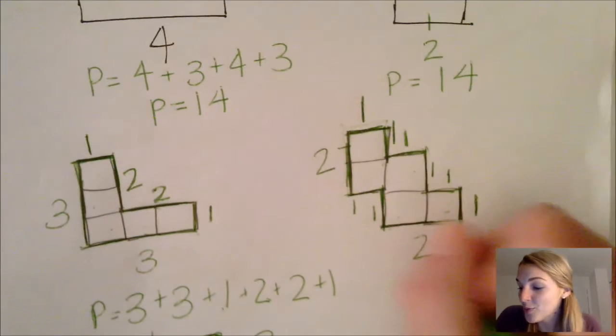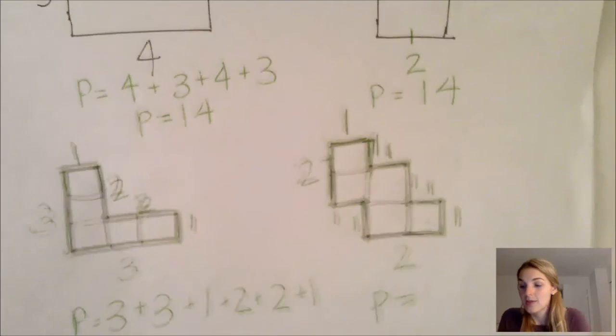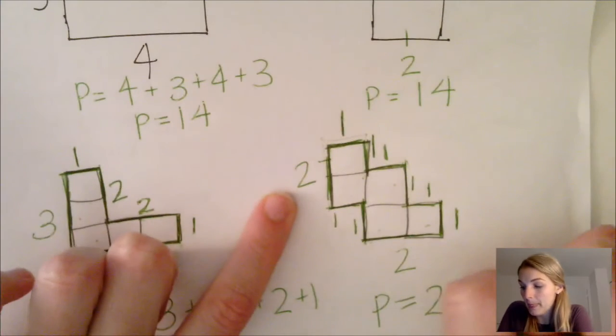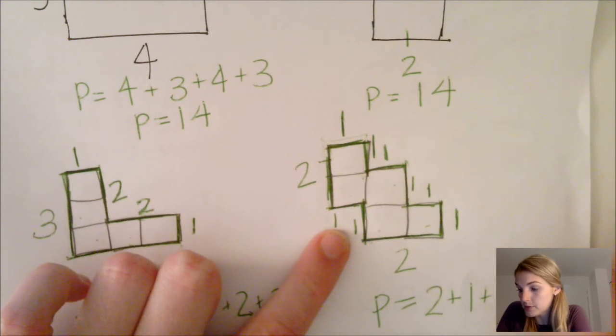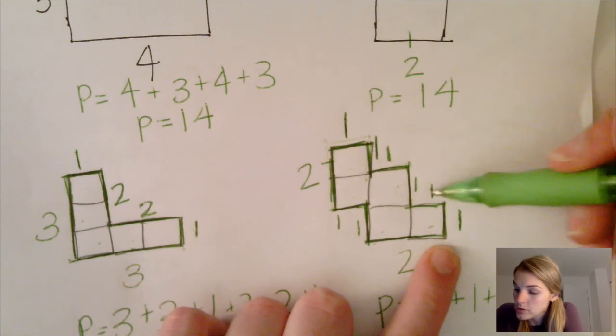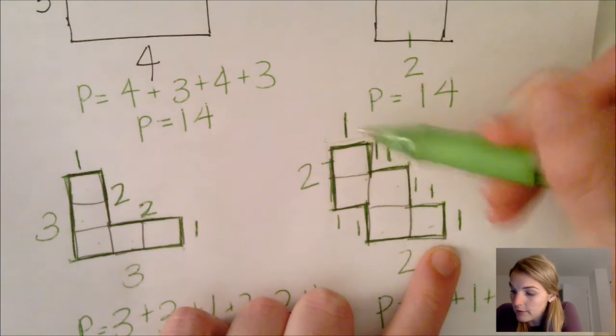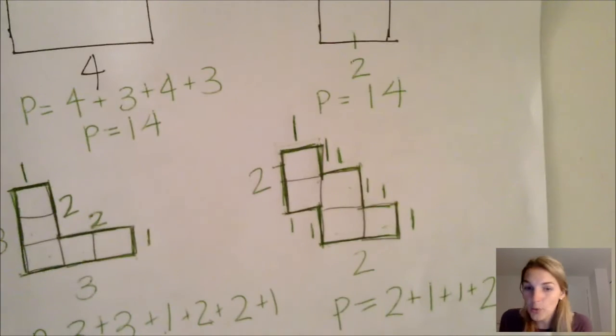So now I'm going to write it out because we saw that I definitely can make mistakes. So let's see. I have 2 plus 1 plus 1 plus 2. And these I'm just going to count up. 1, 2, 3, 4, 5, 6. Okay, let's do some work on this.